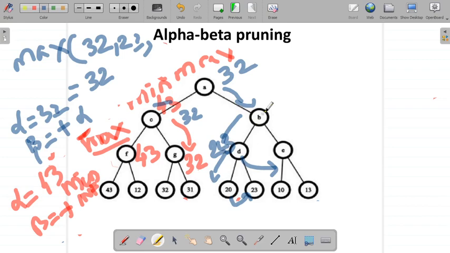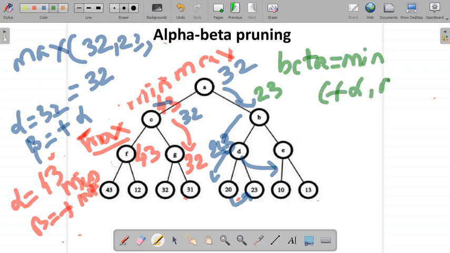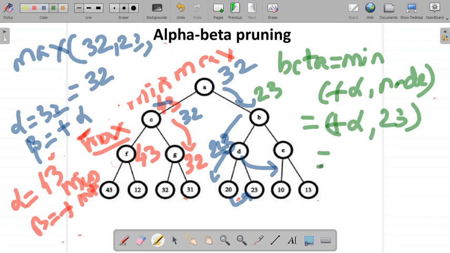The value 23 is passed to node B. Node B is at the minimizer level. Minimizer means we should find the beta value. So what is the formula for beta? Min of plus infinity comma node value. So here plus infinity comma node value is 23. So the minimum value is 23.